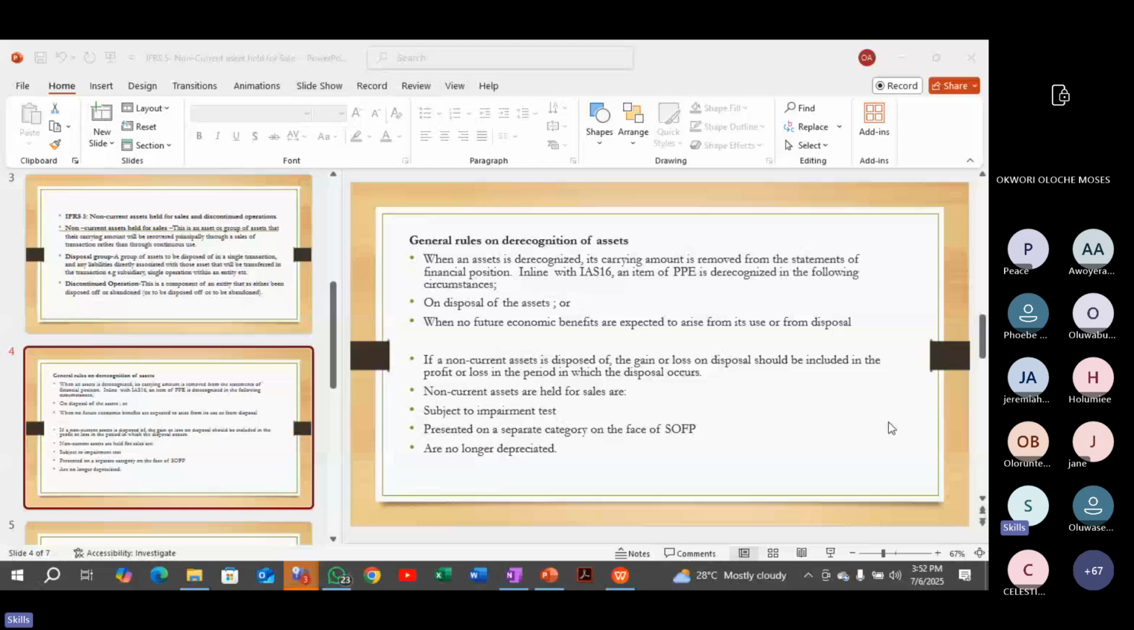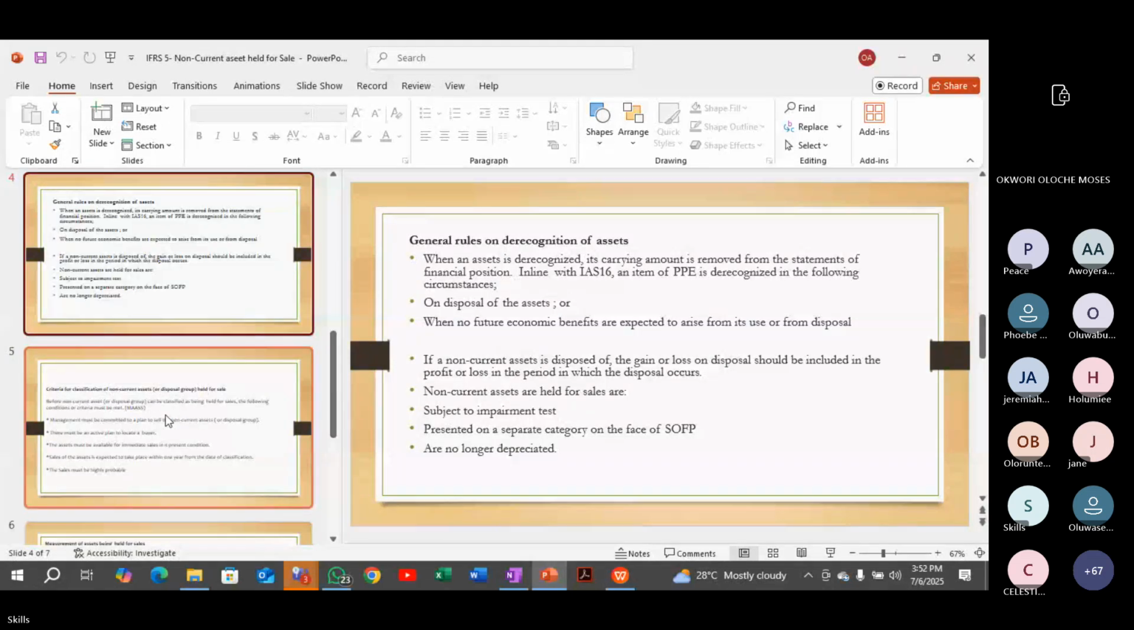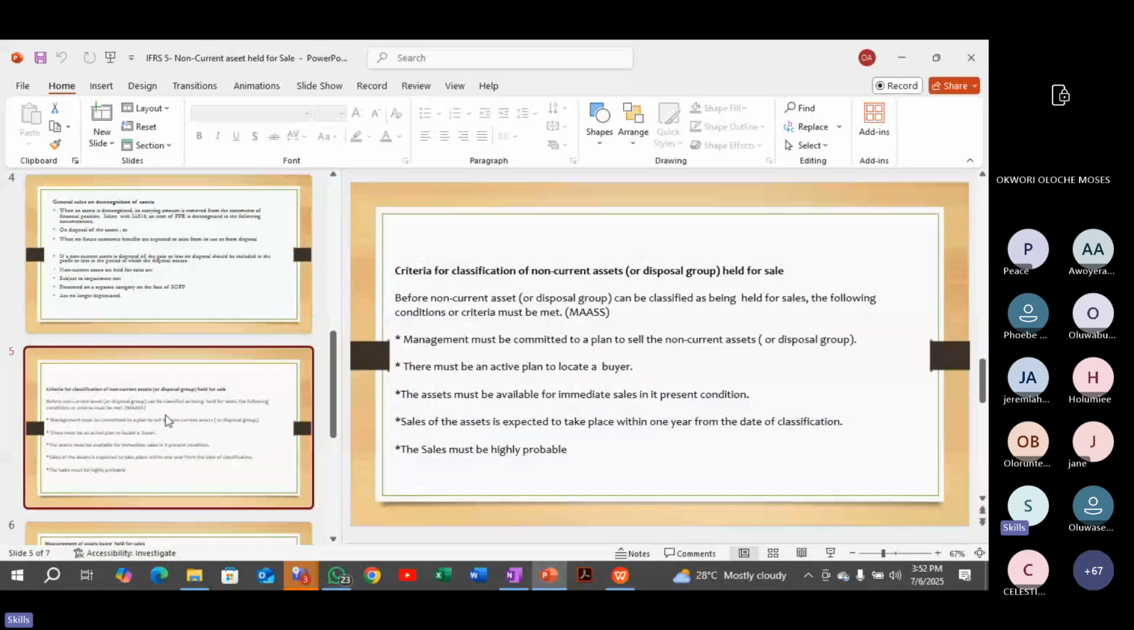So after that, we now have the criteria for classification of non-current assets or disposal group held for sale. You want to dispose of it, I get it. What are the criteria that you need to follow?